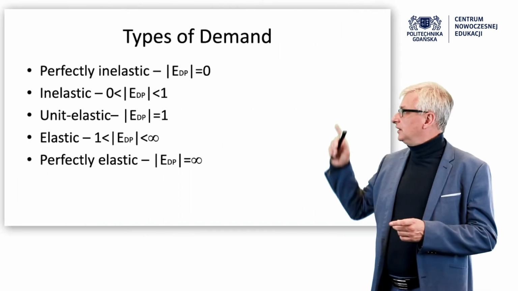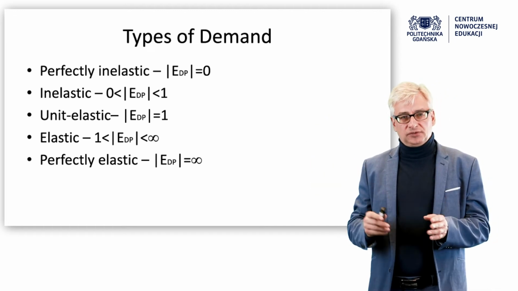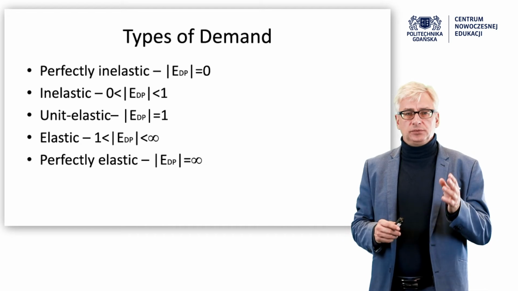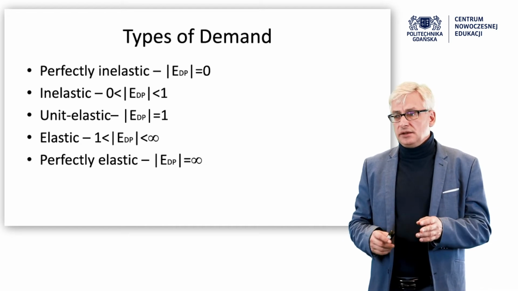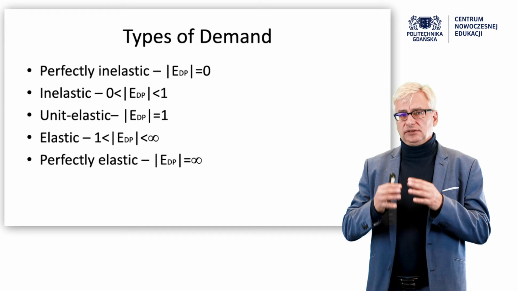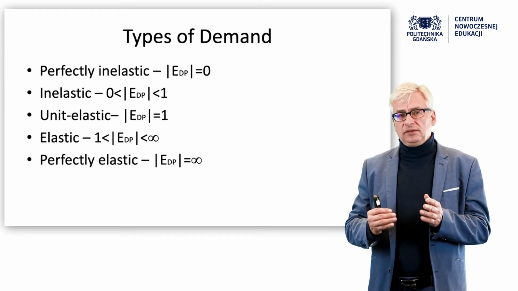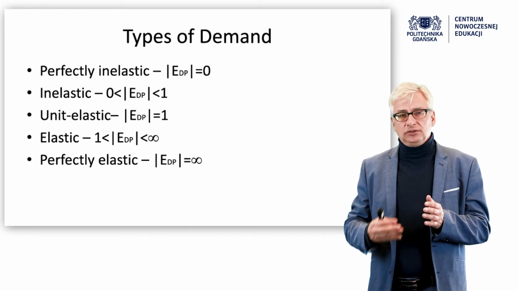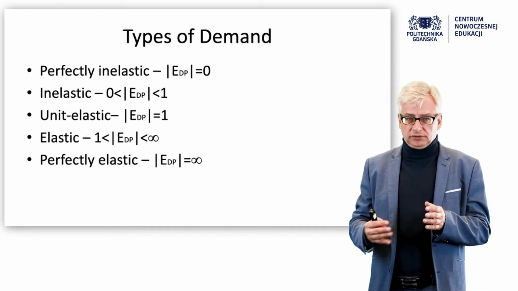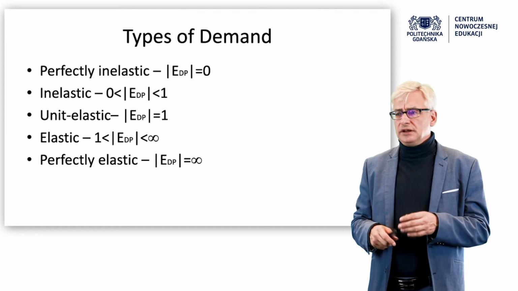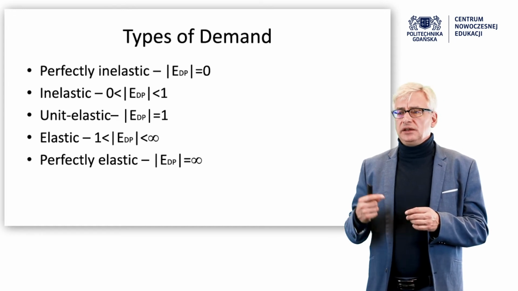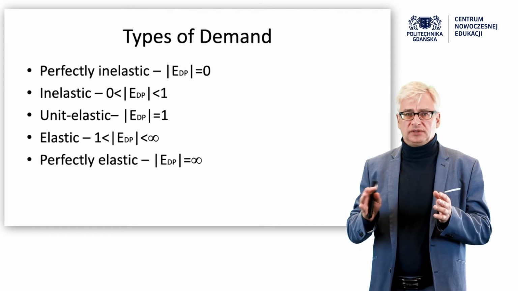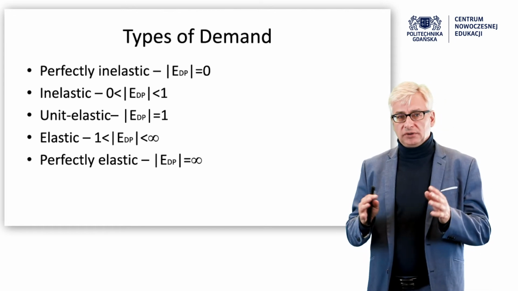There are, as you can see in this slide, 5 types of demand. We can distinguish 5 different cases of demand. The first one is perfectly inelastic demand. Then the elasticity of this demand is simply 0, which means that demand, or to be more precise, quantity demanded, does not depend on the price at all. This is a pretty theoretical thing, but usually we say there are things that we buy no matter what the price is, obviously within some common sense range.